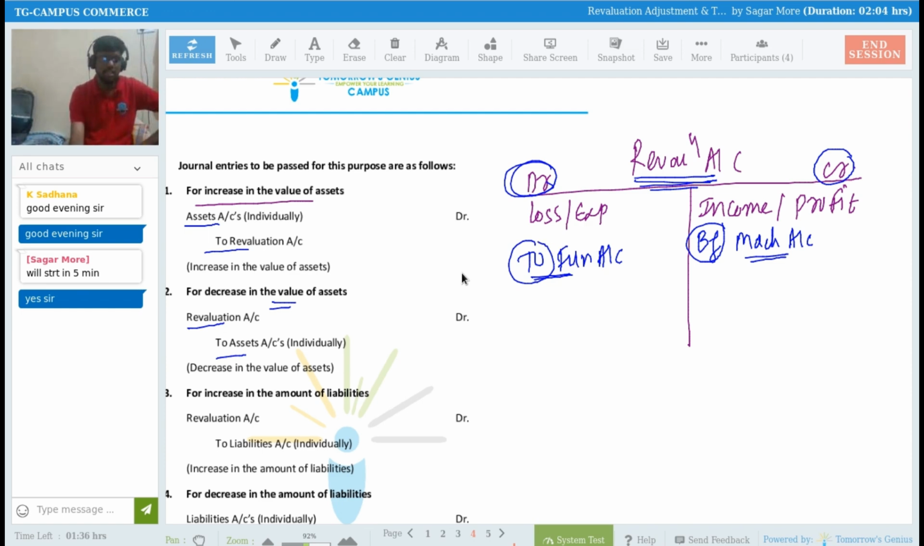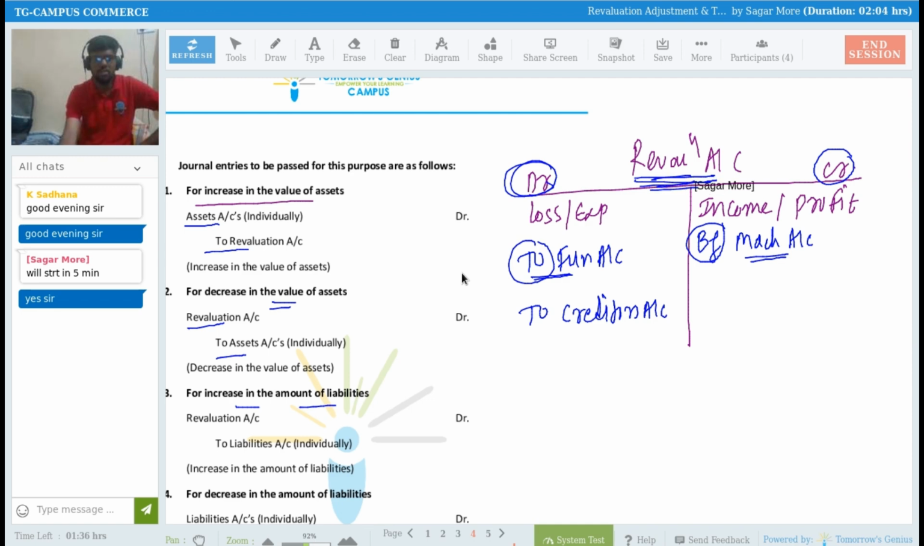Simple. Then for increase in amount of liability. If your liability increases, it's a loss for you. You will be writing down on the debit side the liability name. For example, the name of the liability is creditors. Amount. Liability increases, it's a loss for the business. I have recorded it on the debit side of the revaluation account.